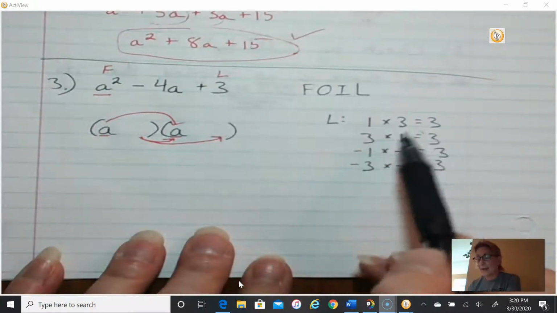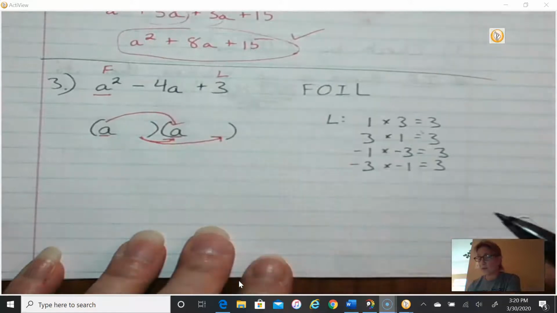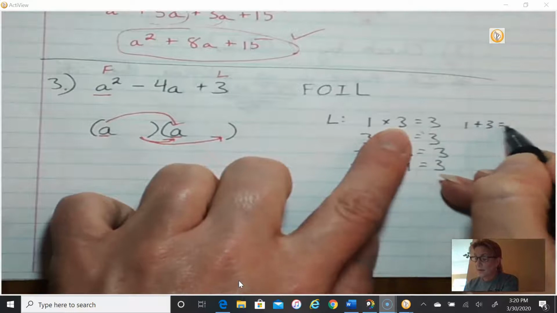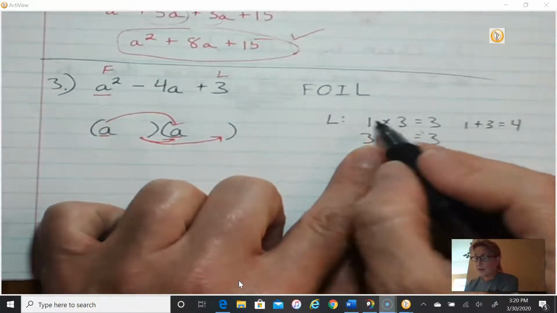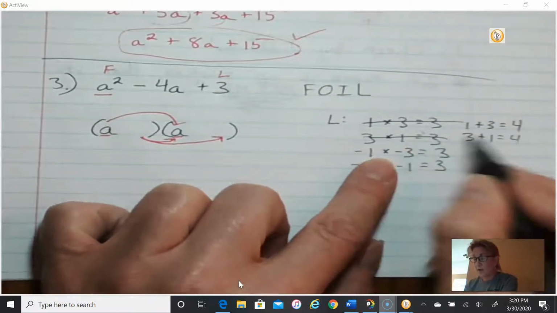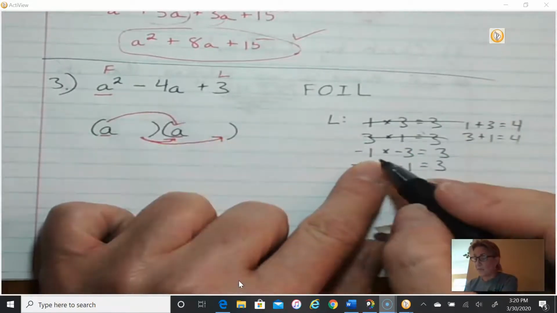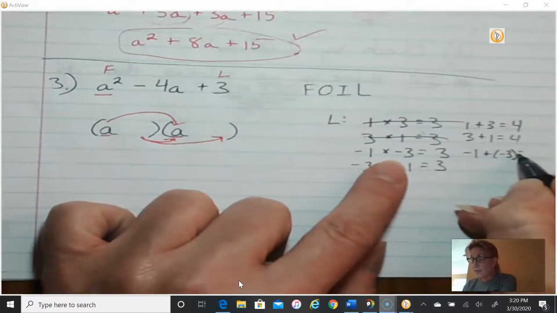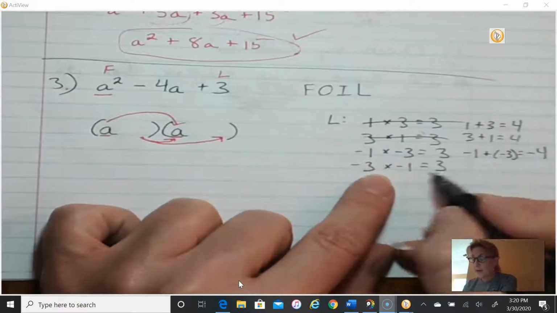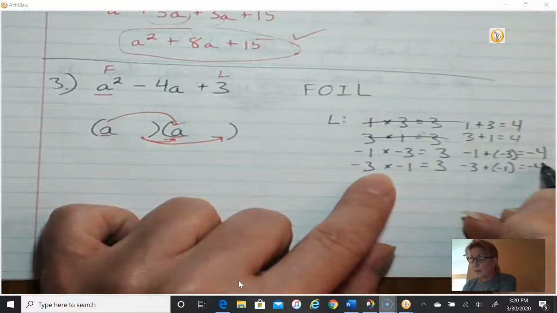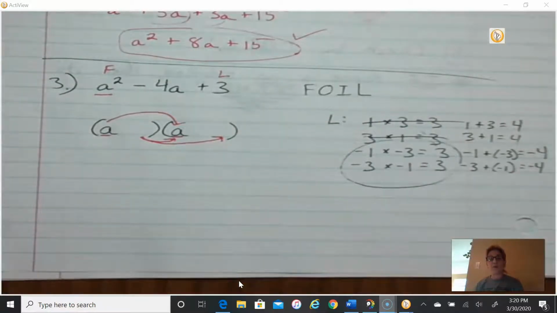But when added, what gives us a -4? Well, 1 plus 3 gives us a +4. Cross that one out. 3 plus 1 gives us a +4. Cross it out because we're looking for a -4. -1 plus -3 gives me a -4. And then same here, -3 plus -1 gives me a -4. So either one of those would work in this situation.